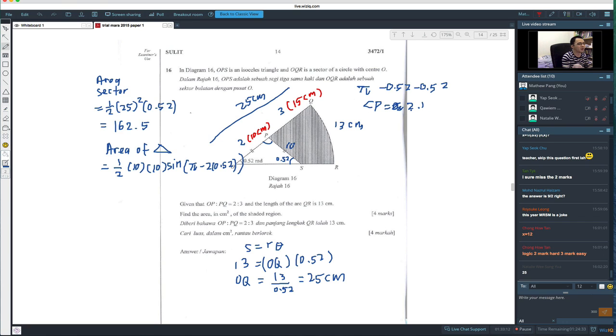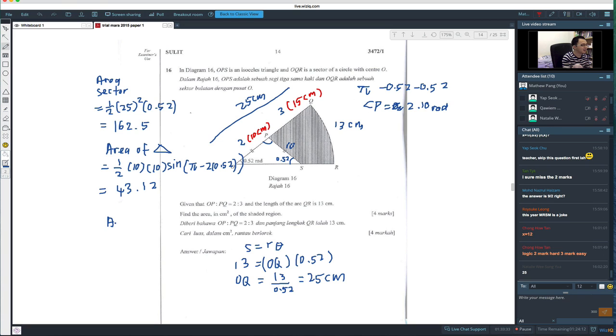2.1. I use 2.10. Okay, 2.10 radian. So yeah, then I press the calculator. Sine answer. Okay, multiple 10 divided by 2. Yeah, it's 43.12. This is area of triangle.